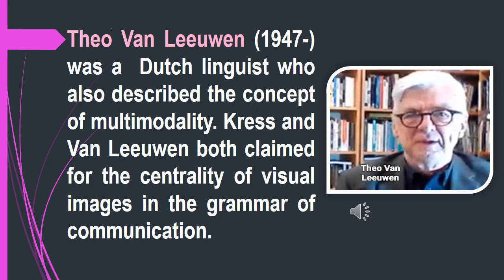Theo van Leeuwen, born 1947, is a Dutch linguist who also described the concept of multimodality. Kress and van Leeuwen both claim the centrality of visual images in the grammar of communication.